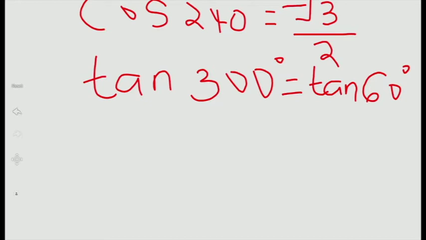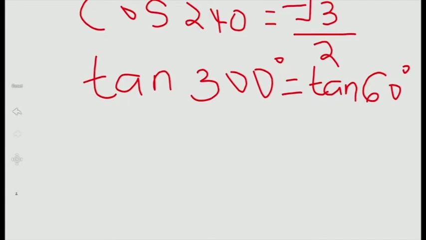So the tangent of 60 degrees is the same as the tangent of 300 degrees. Now, what is the value, or how is the sign of the tangent in that given quadrant? In the fourth quadrant, only cosine is positive. So if only cosine is positive in the fourth quadrant, that means the tangent is negative. So if the tan of 60 is positive in the first quadrant, the tan of the corresponding angle in the fourth quadrant would be negative.